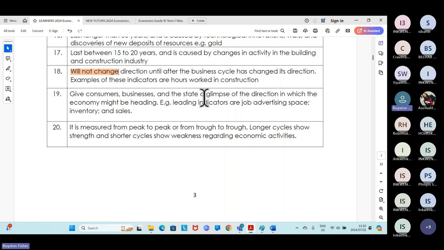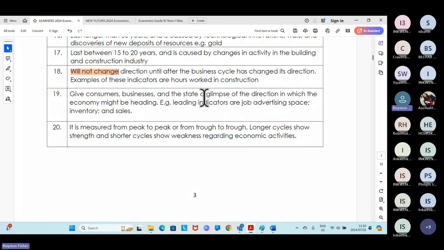And yeah, that's the only answer that I have so far, and that's the correct answer. That is leading indicators. Then number 20. It is measured from a peak to a peak or trough to a trough. Longer cycles show strength and shorter cycles show weaknesses regarding economic activities. And that is the length.